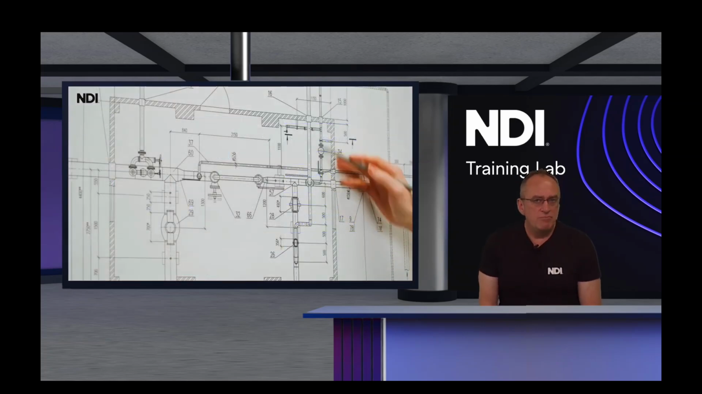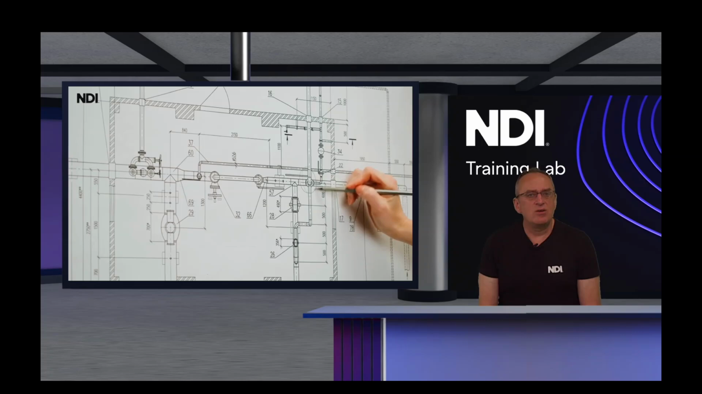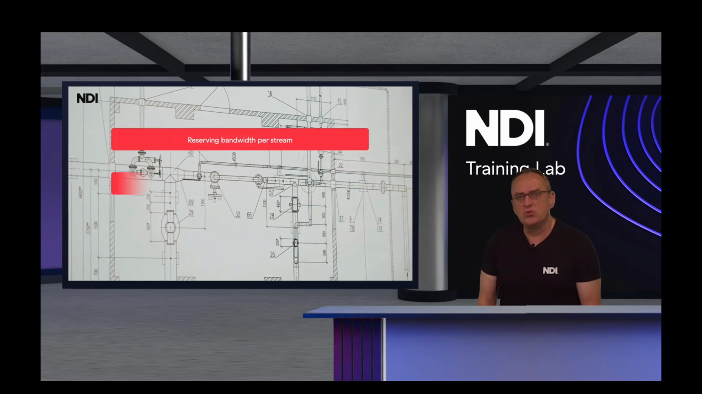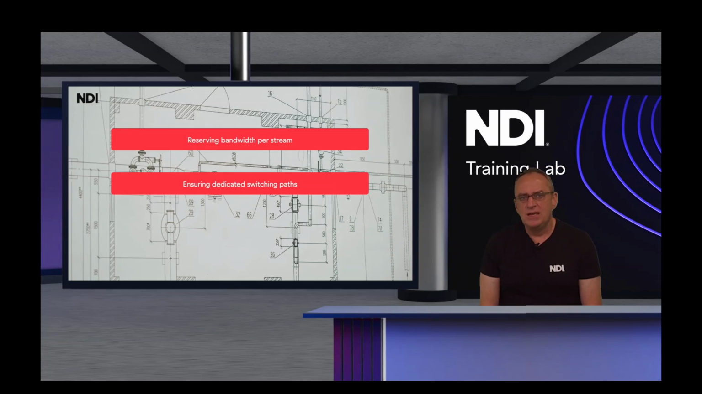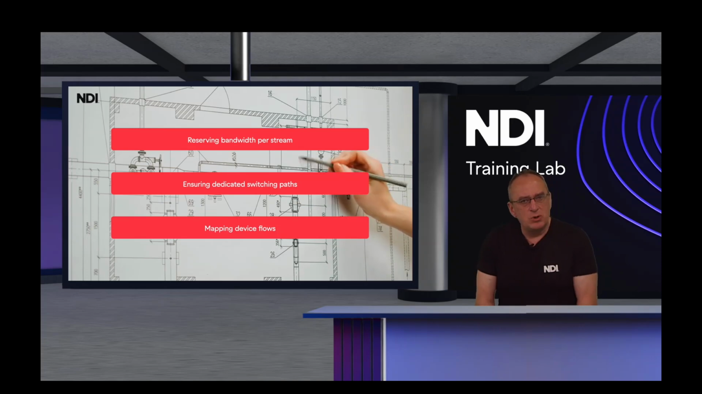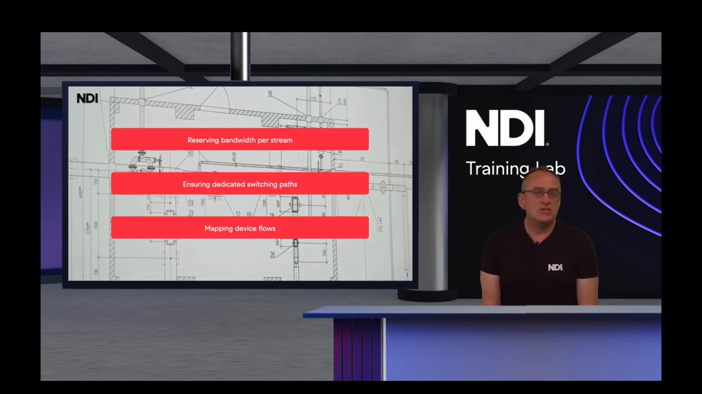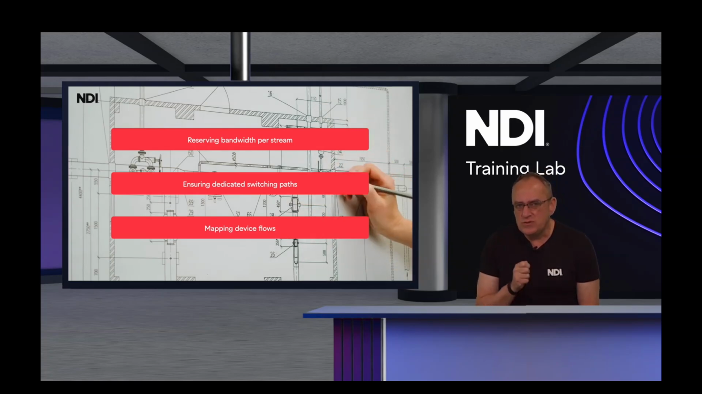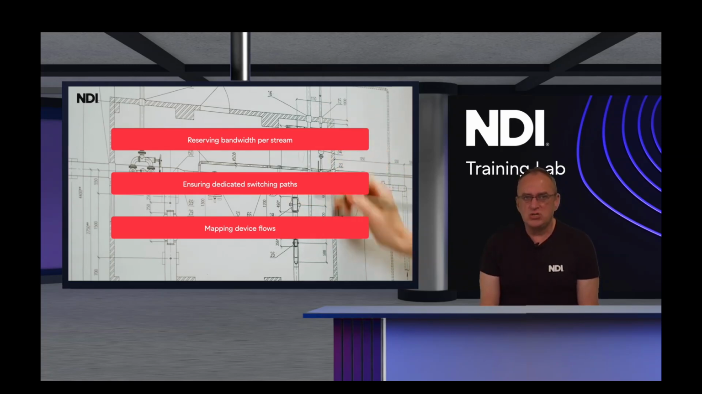In these scenarios, proactive design decisions like reserving bandwidth per stream, ensuring dedicated switching paths, and mapping device flows are critical, because this avoids hidden bottlenecks and allows for seamless operation even under pressure. Ultimately, building a high-performance NDI deployment in a complex environment means treating the network as part of the production chain, applying the same rigor used for video signal paths and ensuring deterministic behavior across all components.